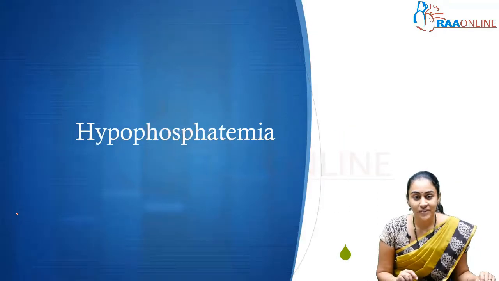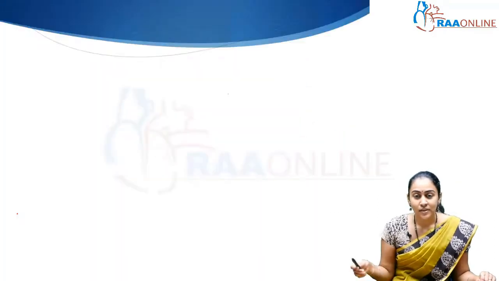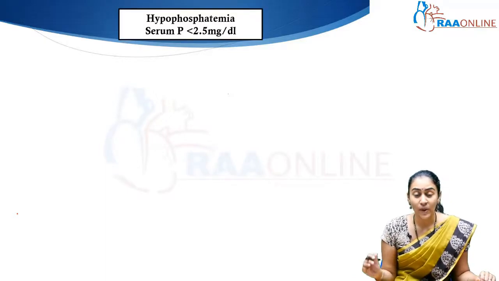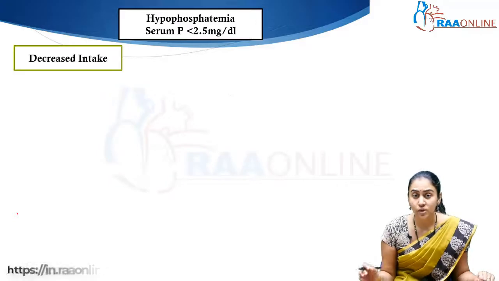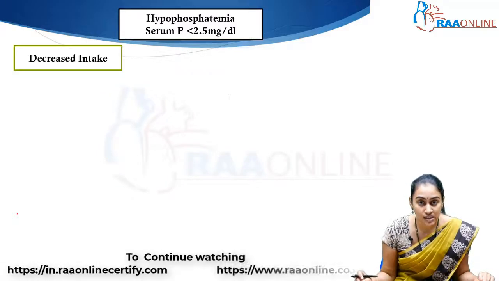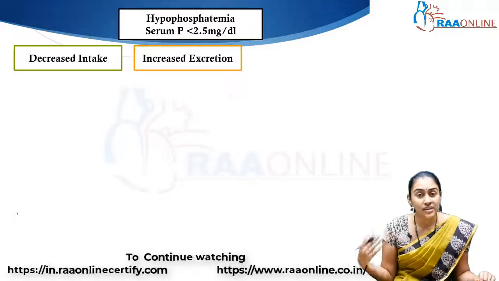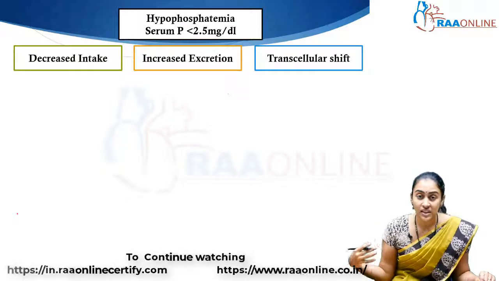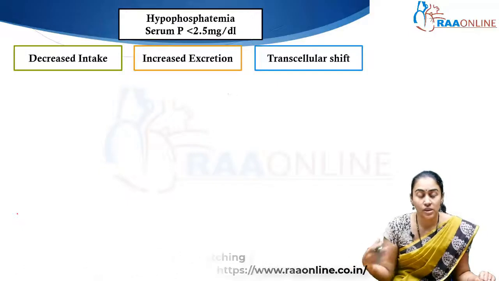So let's dive straight ahead into hypophosphatemia. Now let's start with trying to understand the different causes of hypophosphatemia. Now when I say a patient has hypophosphatemia, it could mean that there has been decreased intake of phosphorus or increased excretion of phosphorus or a transcellular shift, causing an increased shift of the phosphorus into the cells.